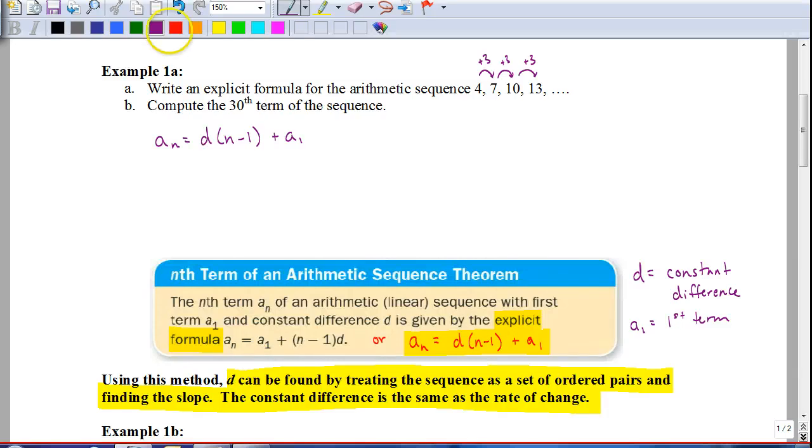But now let's use it. So our constant difference here, remember we're adding 3 each time, so it's a positive 3 times n minus 1, and our first term is 4. So now we're going to simplify this. I'm going to distribute the 3 through.